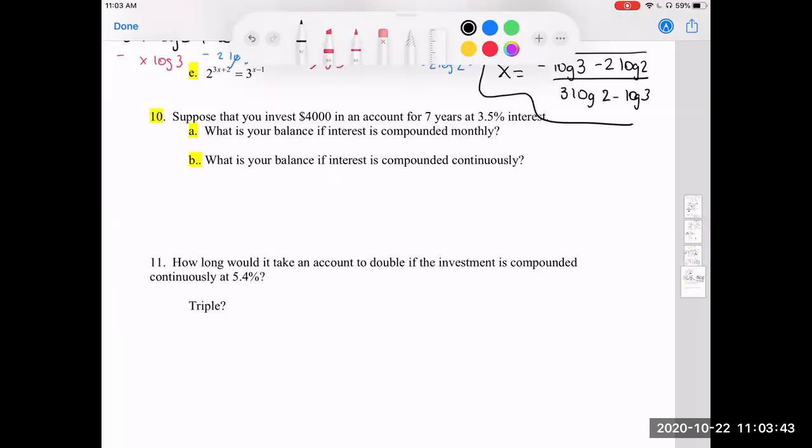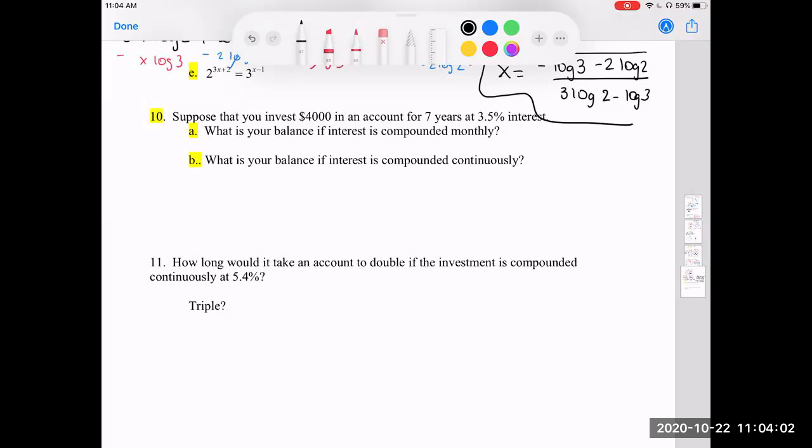All right, last one, 10. Suppose that you invest 4,000 into account for 7 years at 3% interest. A, what is your balance if the interest is compounded monthly? And B, what is your balance if the interest is compounded continuously?